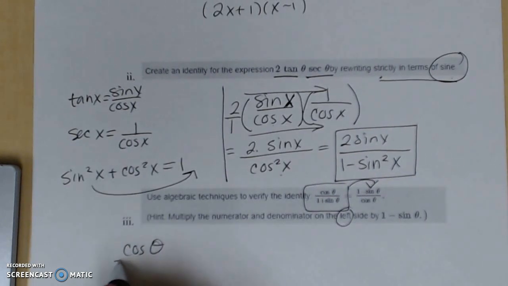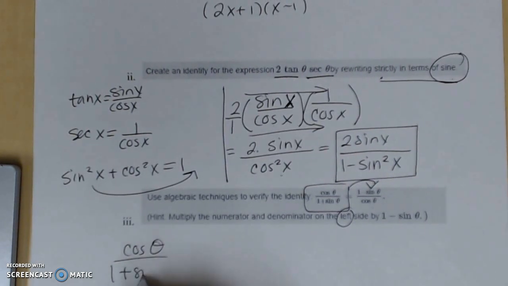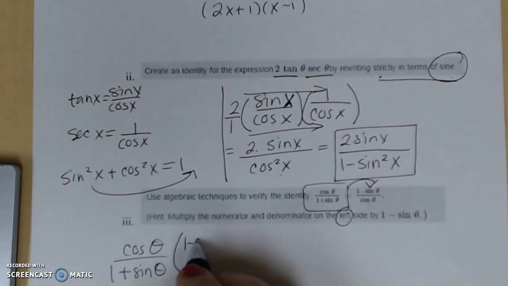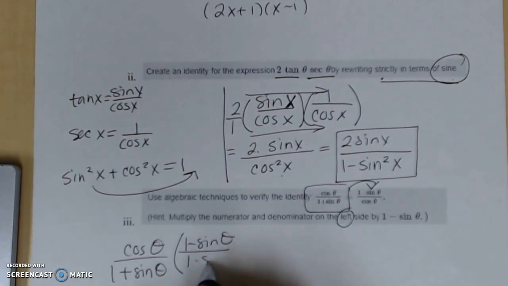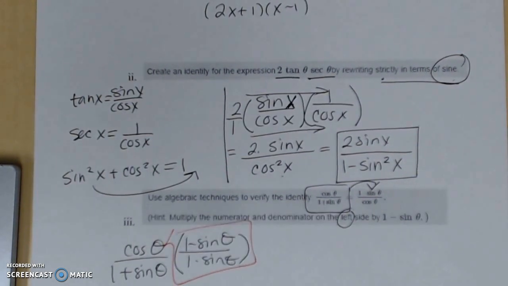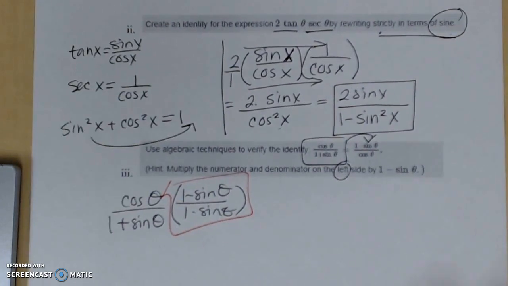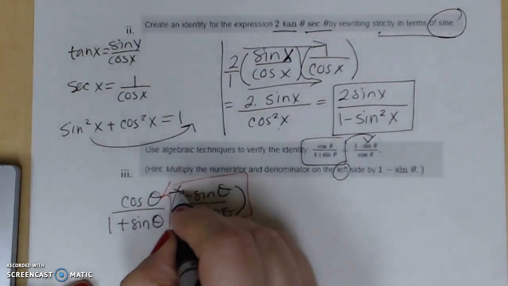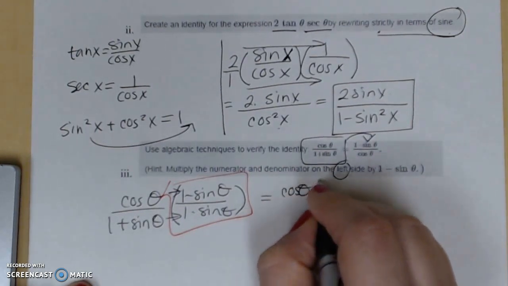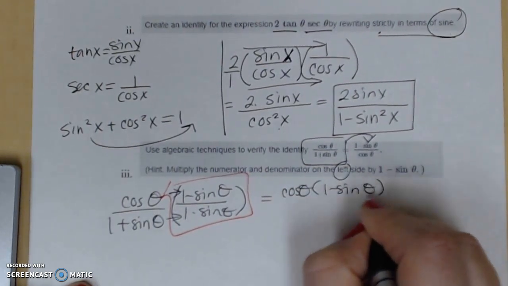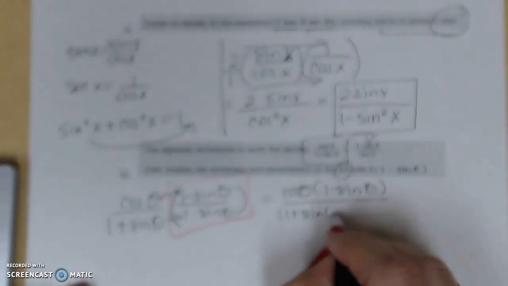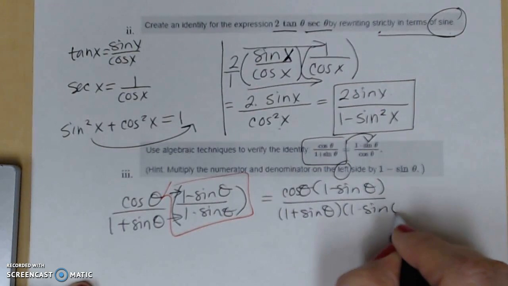And so I'm looking at cosine theta over 1 plus sine theta. I'm going to apply this hint. There's a reason they typed it in there. So 1 minus sine theta over 1 minus sine theta. That is just equal to a big old 1, so I've not changed the value of the problem any. If I distribute across the top and bottom, this gives me cosine theta times 1 minus sine theta all over 1 plus sine theta times 1 minus sine theta.